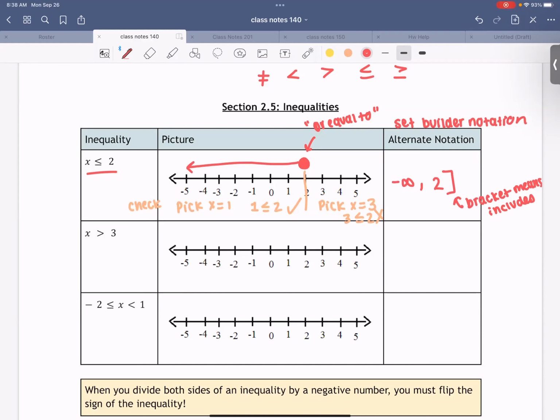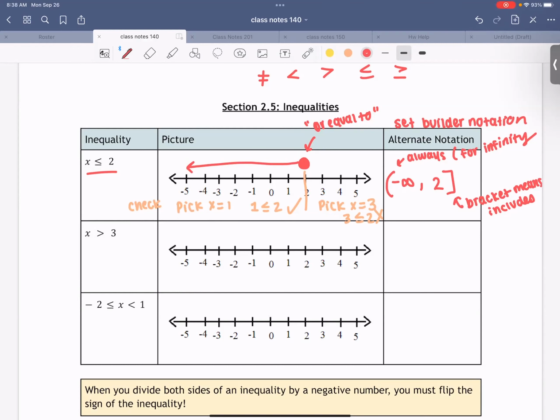Anyone know what to use for infinity signs? Parentheses, good. Infinity isn't actually a number, so we never actually reach infinity. So for infinity, we're always going to use a parentheses. So this is an alternate notation. It just tells us where the arrow is, and it's easier than drawing it if we wanted to type it out or something.